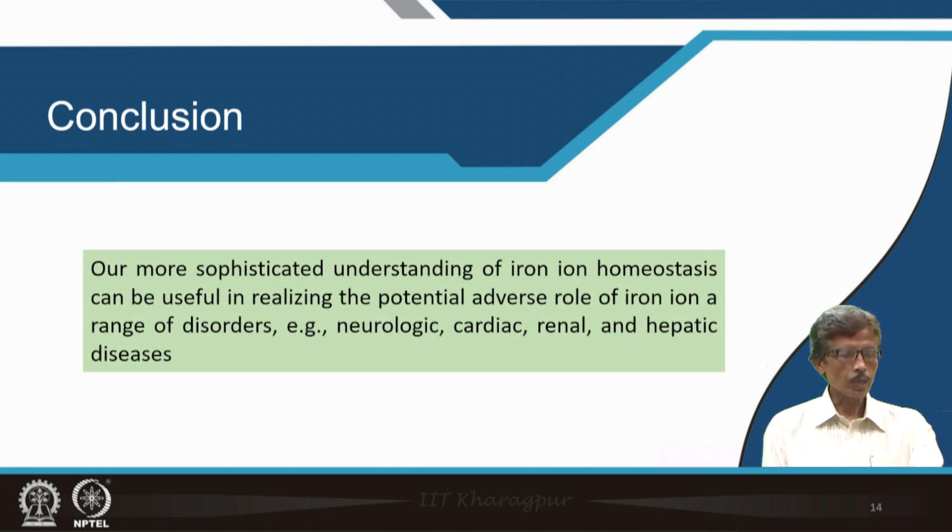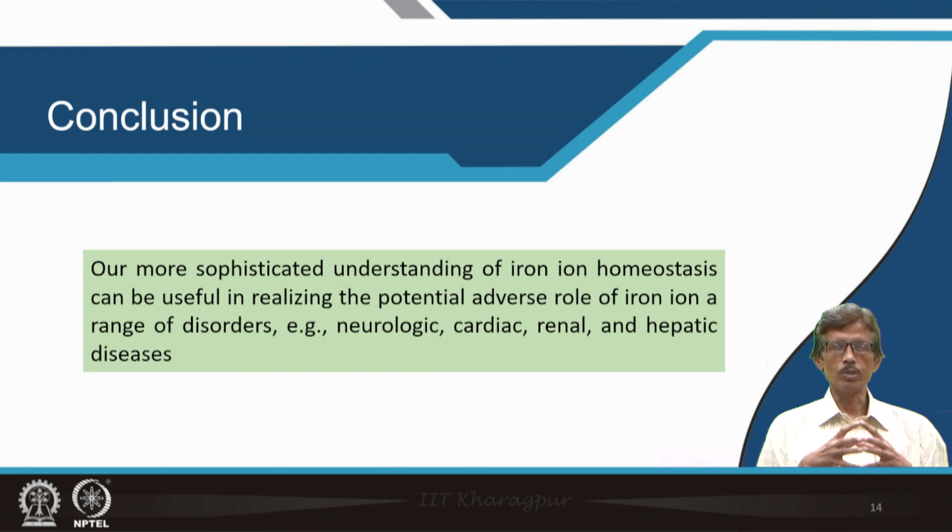So, in conclusion, our sophisticated understanding, which starts from iron ion homeostasis, makes it very easy to realize the potential adverse role of iron ion in a range of disorders. In diseased conditions, why we should study all this role of iron in genes, in translational factors, and all these big things, which are very complicated, particularly for people having a background in coordination chemistry and who are studying chemistry.